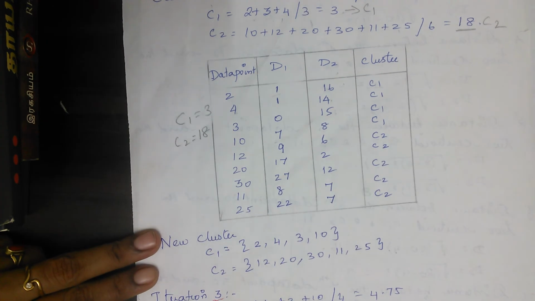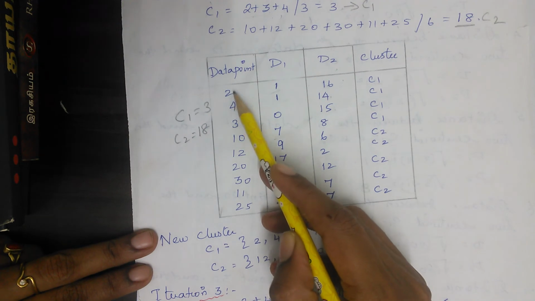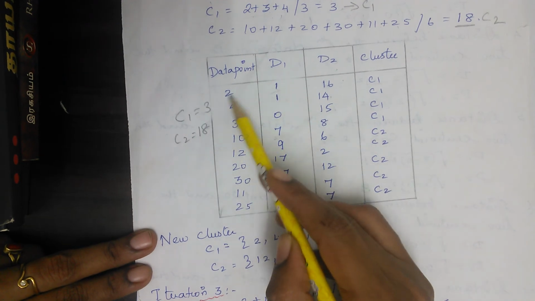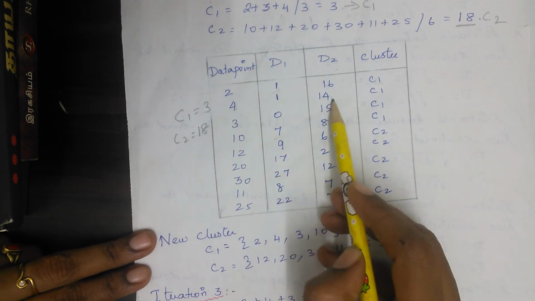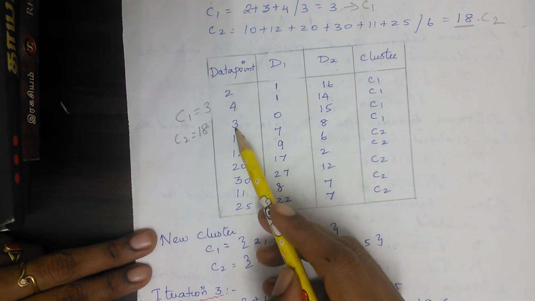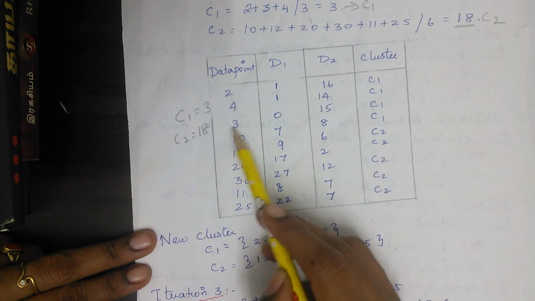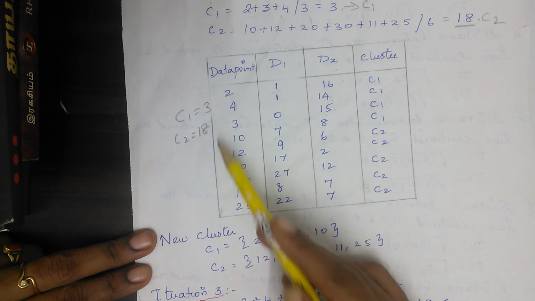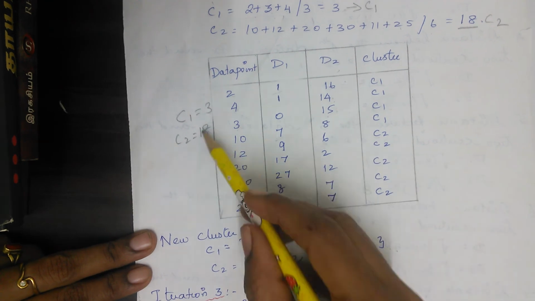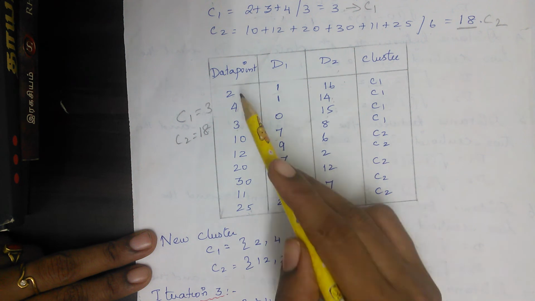Now again you calculate the distances d1 and d2 in order to form your clusters, using the Euclidean distance. So 2 minus 3 is 1, and 2 minus 18 is 16. 4 minus 3 is 1, and 4 minus 18 is 14. 3 minus 3 is 0, and 3 minus 18 is 15. Likewise, you calculate up to 25: 25 minus 3 is 22, and 25 minus 18 is 7. So you have calculated d1 and d2 for all the data points.